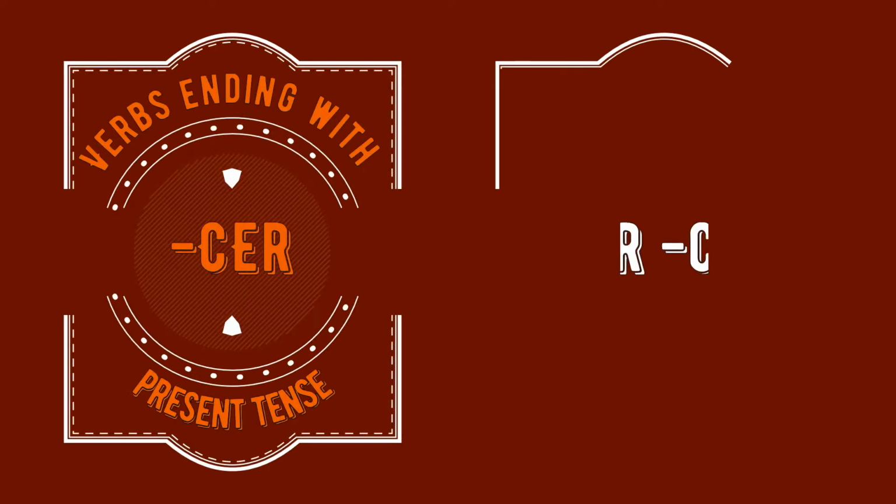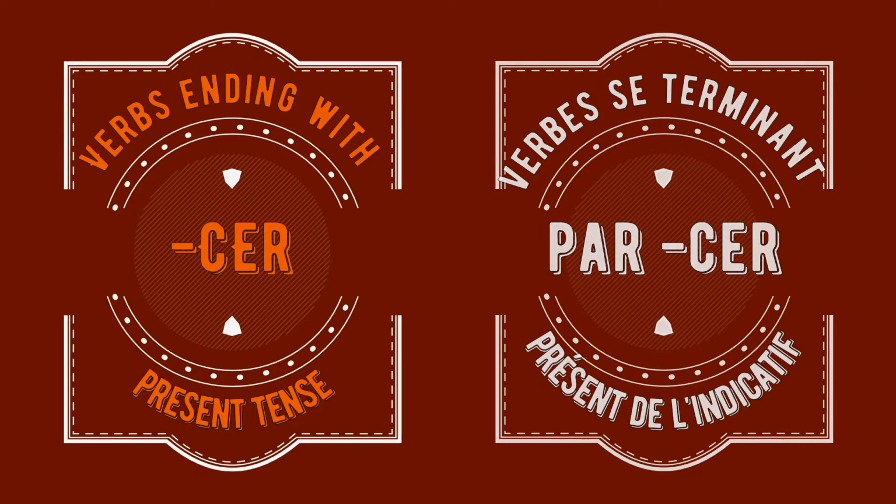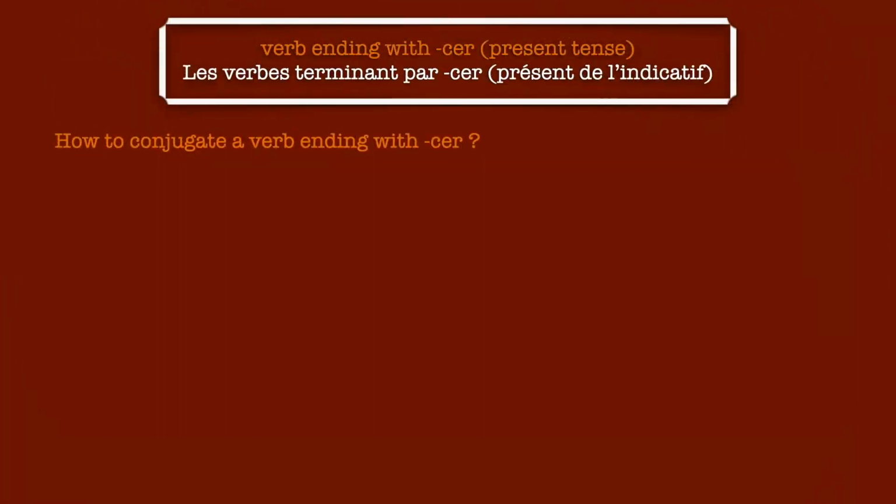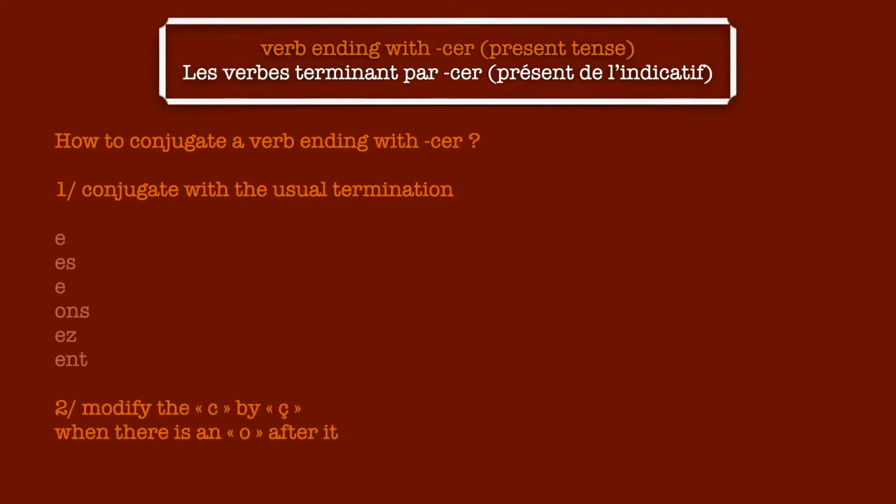Alright, now you are going to learn the specificity about verbs ending with cer. Therefore, same question as in the last part, how to conjugate a verb ending with cer? You are going to see that there is only one thing that changes. First thing is that we use the same terminations as usual. You will see them a lot in today's video, so you can be sure not to forget them. The second thing to be done is to replace the C by C cedilla, when there is an O after it. I speak about the C that is right before the termination.